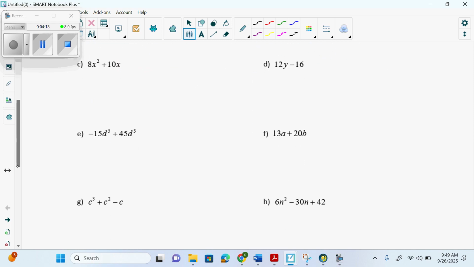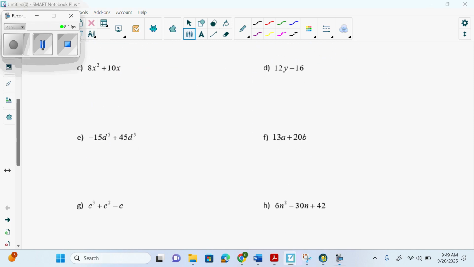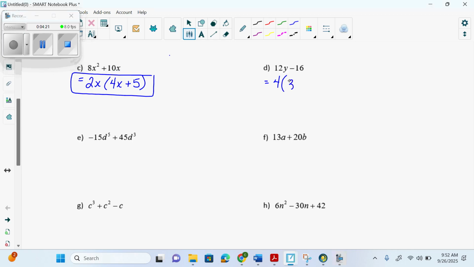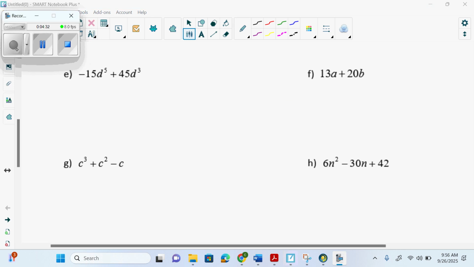You try the next one. I can't take out any variables because I have a y and I don't. So then I'm going to be left with 12 divided by 4 is 3y. Minus 16 divided by 4 is 4. Okay, you guys try the next 4. Actually, we'll do the first 3, because that one you could do nothing to. This one is done.